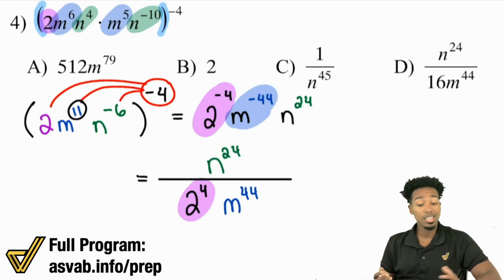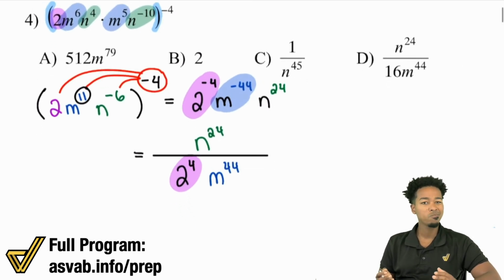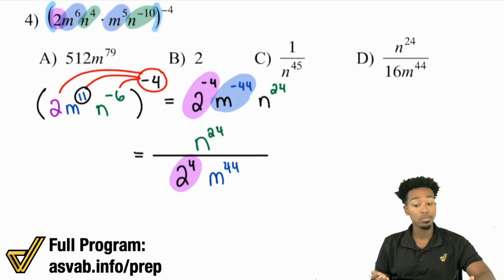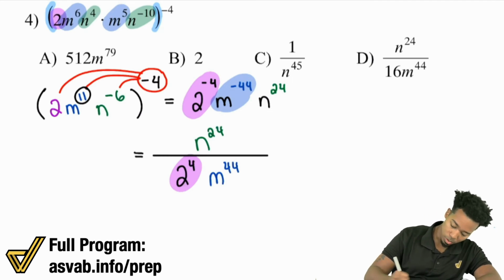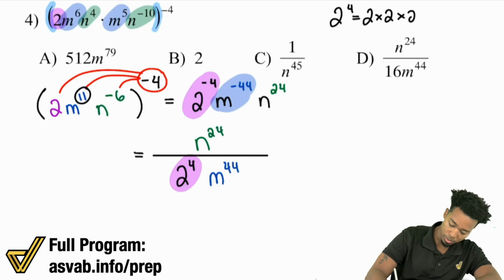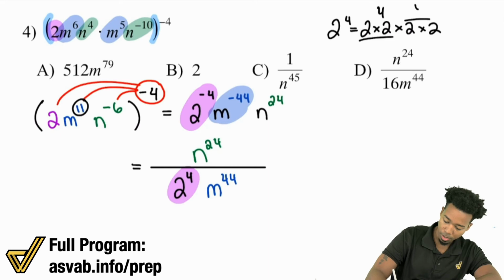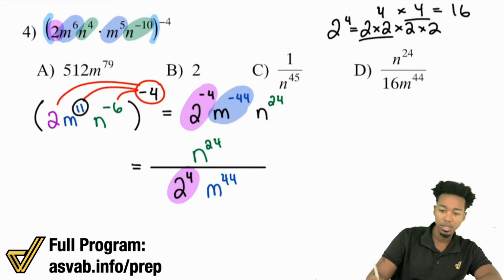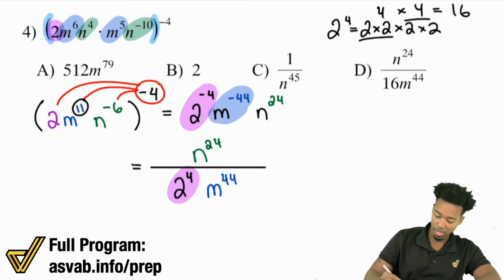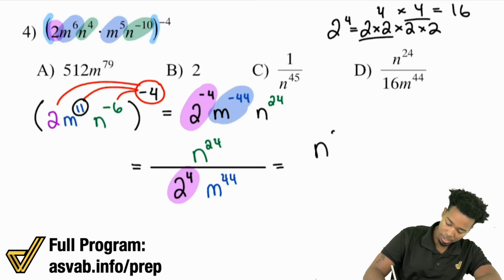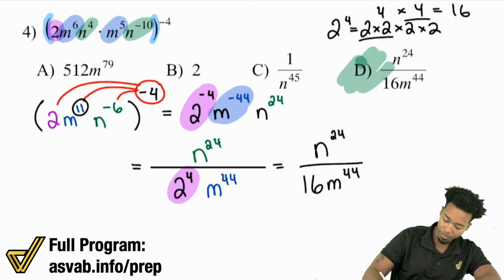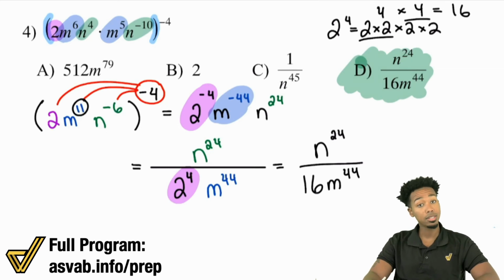The last thing we need to figure out in detail is what's 2 to the power of 4? Well, that's 2 times 2 times 2 times 2. 2 times 2 is 4. 2 times 2 is 4. 4 times 4 is 16. And so with that said, my final answer is going to be n to the power of 24 over 16m to the power of 44, and that is answer choice D.